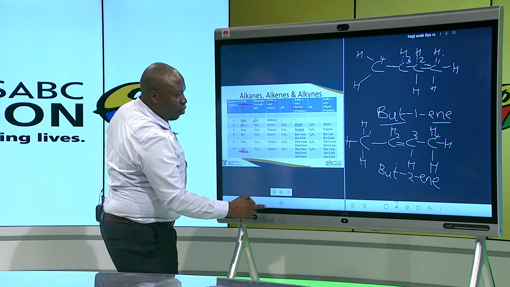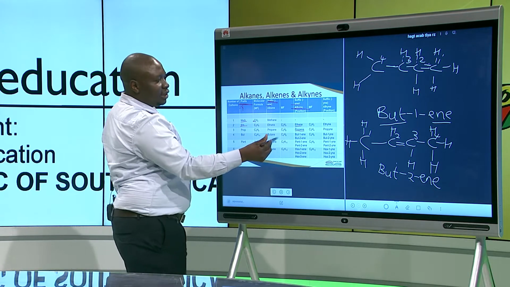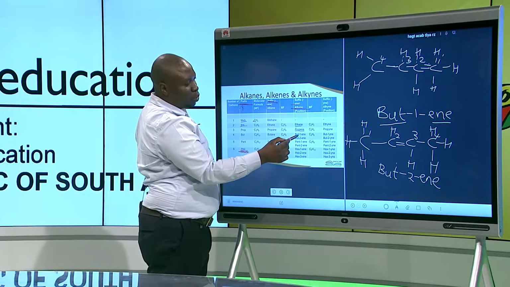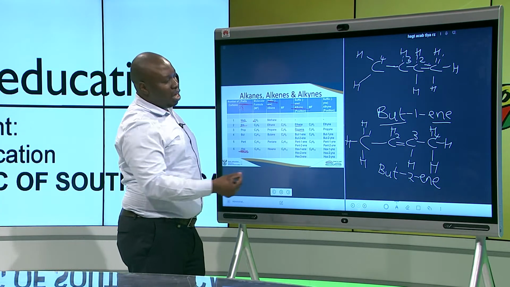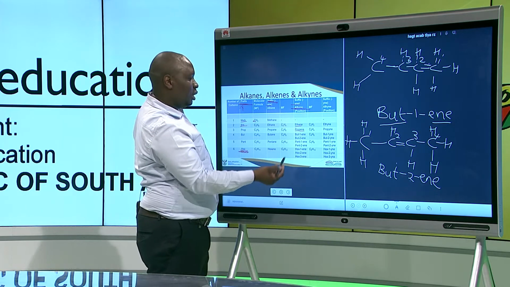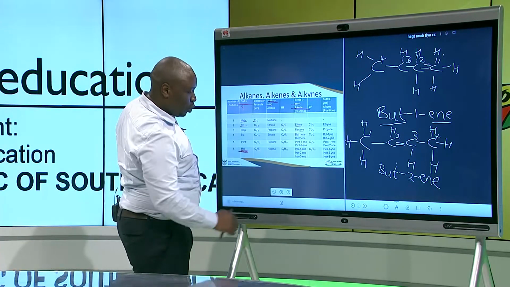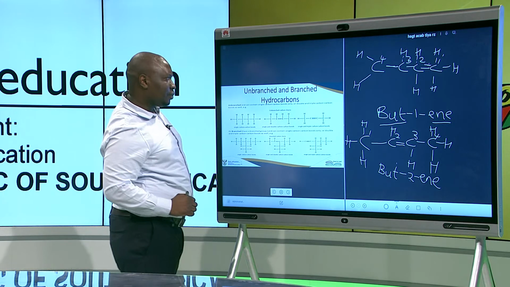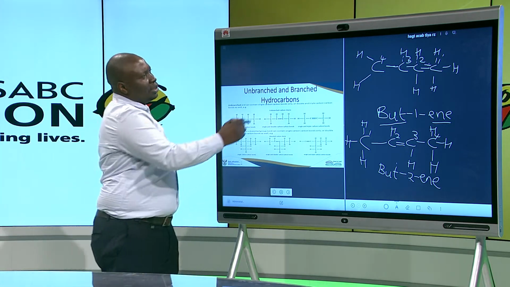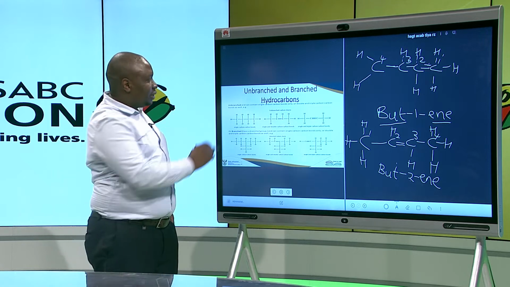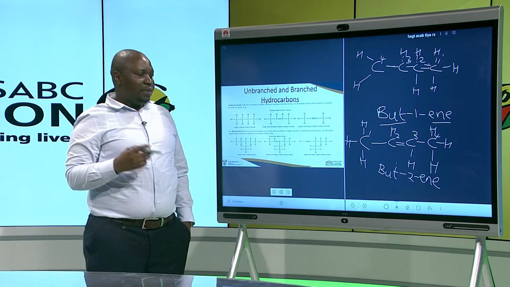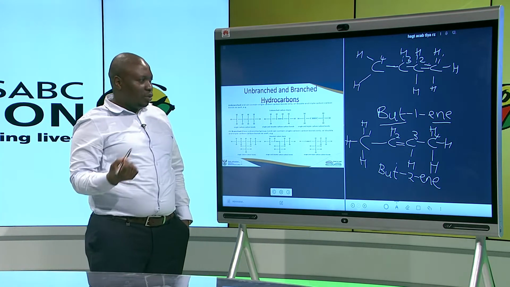Now, as we move forward, we are saying here for butene, you'll have but-1-ene and but-2-ene. The same applies for pentene, you will have pent-1-ene and pent-2-ene. Then for hexene as well, you'll have those other structures. Now, these hydrocarbons that we're talking about, they can be unbranched, they can be branched. So there are times when we have a branch, there are times when we don't have a branch.